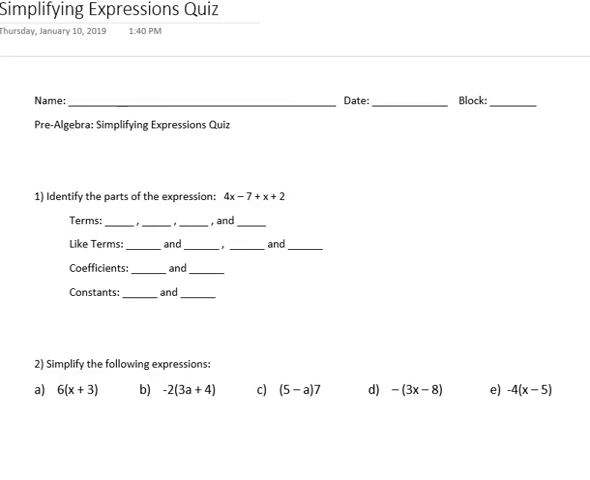Okay, number one, when you're identifying the parts of the expression, you should start by boxing up each of the terms. So you box up the first term, and then you always take the sign and whatever comes after it. So we have boxed it up. The terms are just all the pieces, and you have to remember to include any negatives that might be looking like subtraction signs right now. So our terms are 4x, -7, x, and 2.